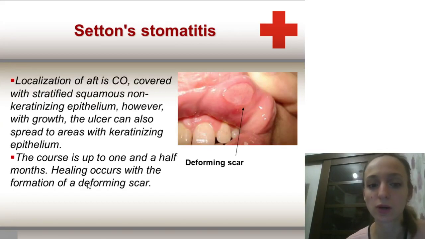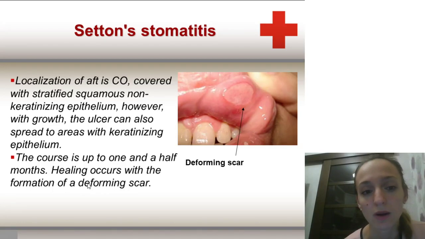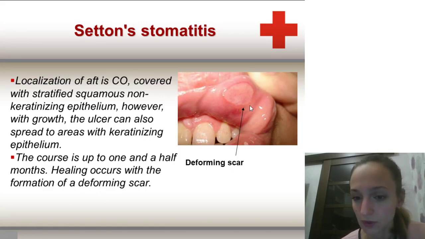Localization of aphthae is oral mucosa covered with stratified squamous non-keratinizing epithelium. However, with growth, the ulcer can also spread to areas with keratinizing epithelium. And the course is up to 1.5 months. Healing occurs with the formation of a deforming scar. Look, please.